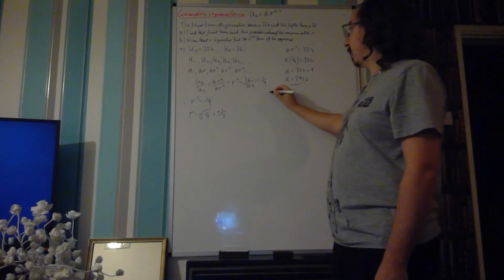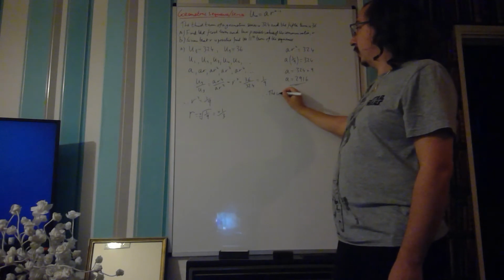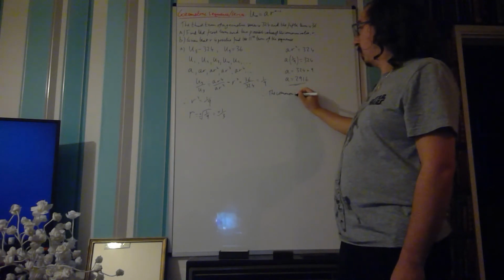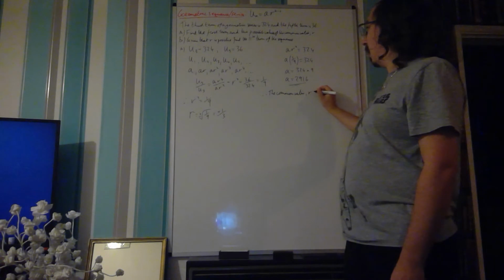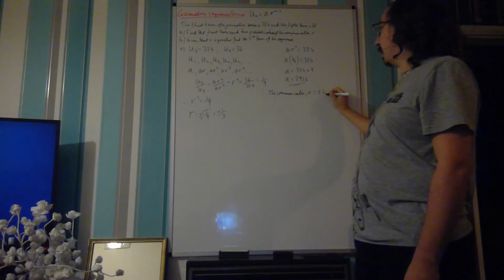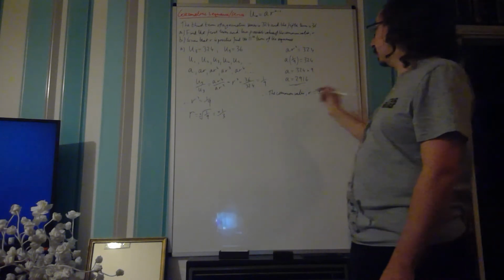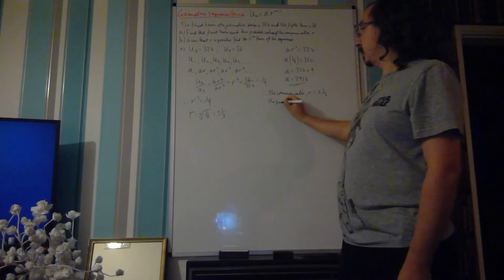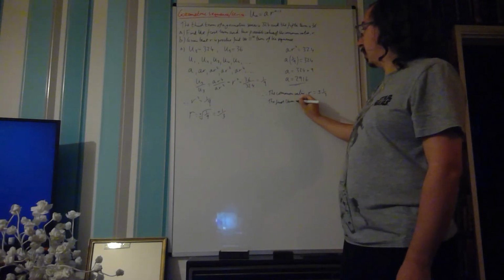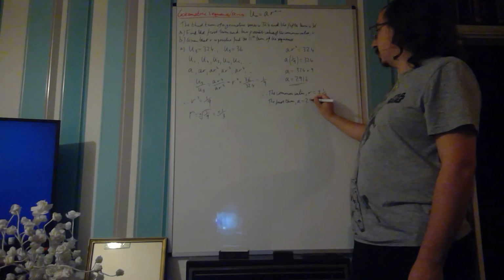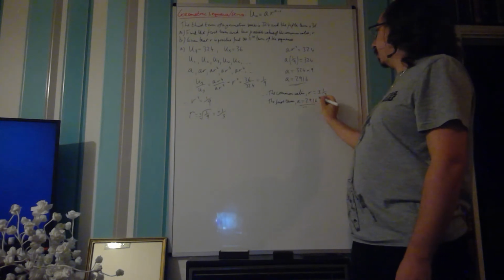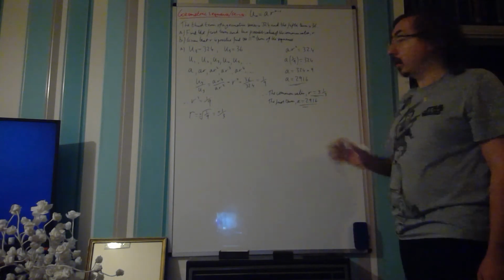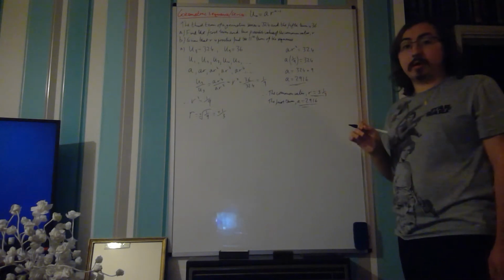So therefore, the common ratio r is equal to plus or minus 1 over 3, those two values, and the first term A is equal to 2,916. And those are our solutions for part A.